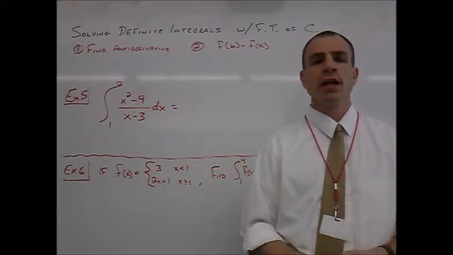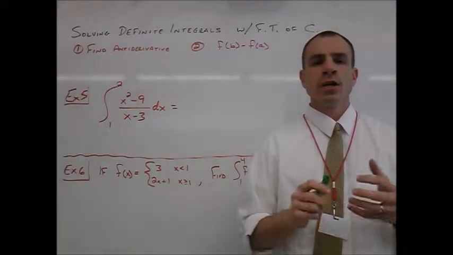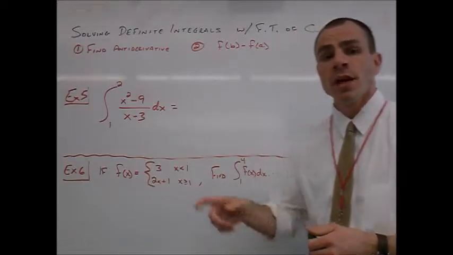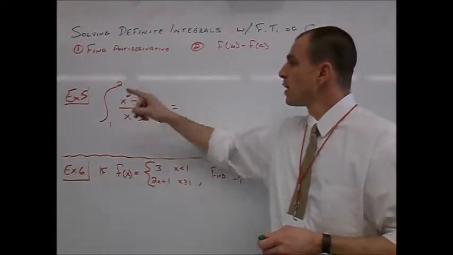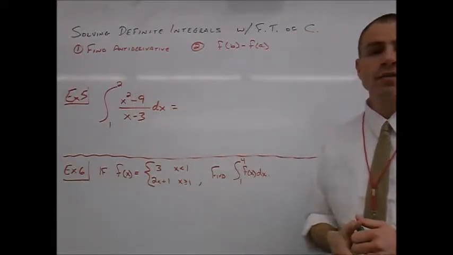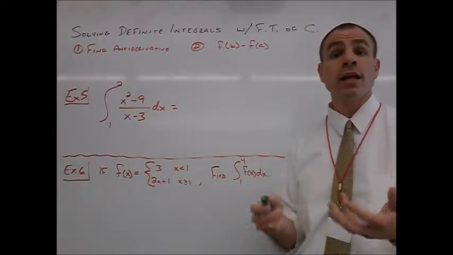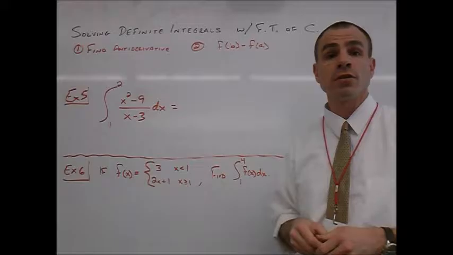Sometimes you're given a definite integral in which you have to simplify it before you can actually take the antiderivative, just like we saw with indefinite integrals or regular antiderivatives. If we take a look at example number 5, we have x squared minus 9 over x minus 3 in our integrand. Now that we have no basic rule for, but the keen eye notices that we see x squared minus 9, and that's a situation of the difference of two squares.